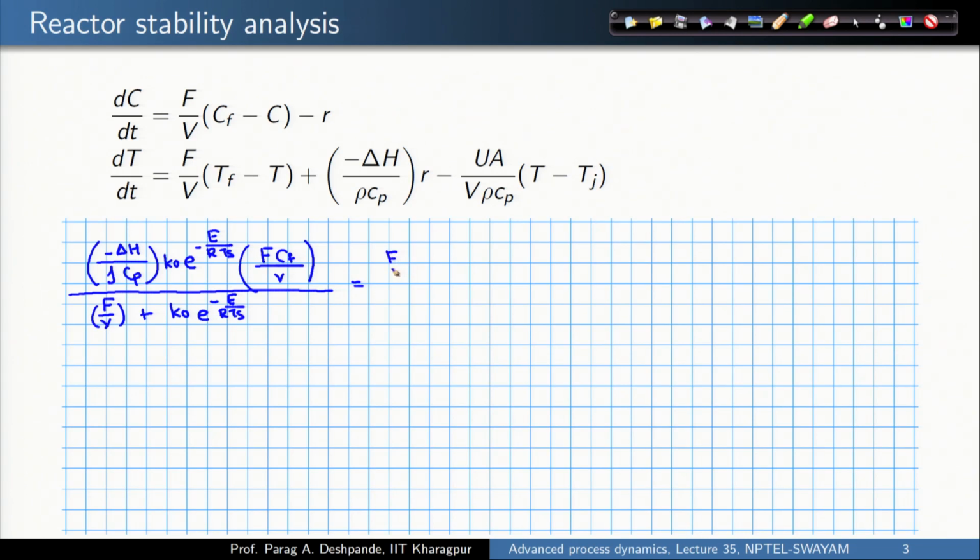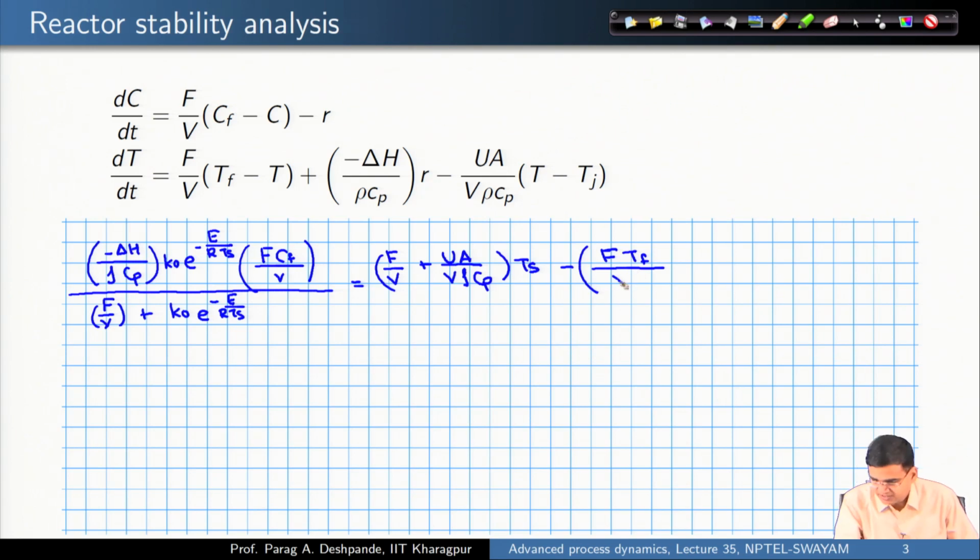F upon V plus U A upon V rho C p times T steady state, plus in fact minus F T feed upon V plus U A T jacket upon V rho C p.